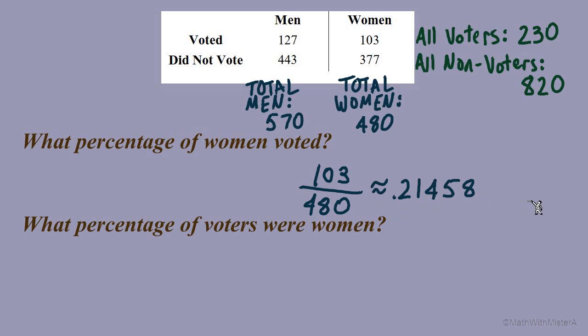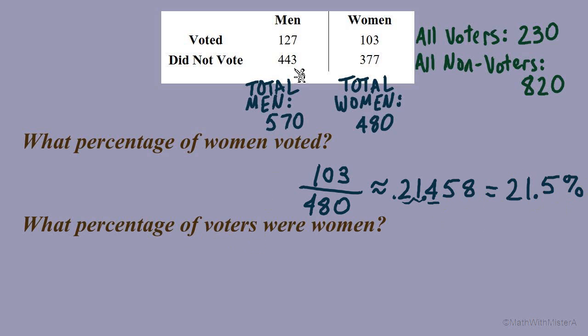0.21458 and then some 3's continuing after the 8. Let's turn this into a percent and round to the nearest tenth of a percent. Moving the decimal point 2 places, as always, for turning it into a percent. And now this 4 would be in the tenths place. So should this 4 remain a 4, or do we bump it up because the number behind it is 5 or higher? So we're bumping it up to a 5, 21.5%. Now what percentage of voters were women?